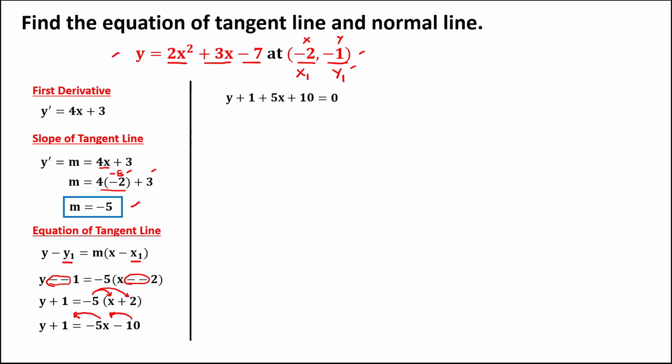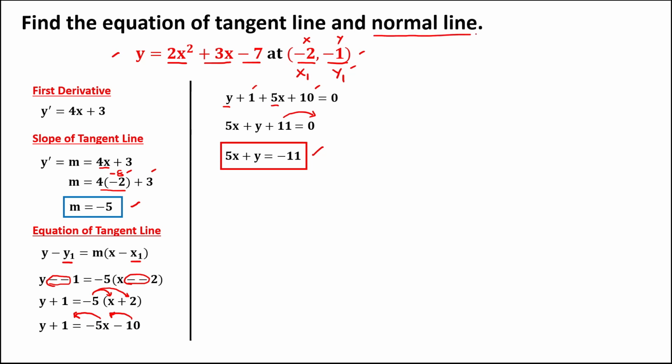Then arrange this equation, so start with x and combine like terms. So we have positive 5x, then positive y, and this positive 1 plus 10 is positive 11, then equals 0. Then transpose this constant to the other side. So we have 5x plus y equals negative 11. So this is now the equation of the tangent line.